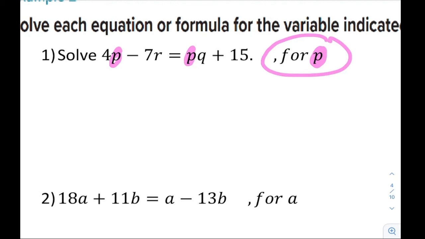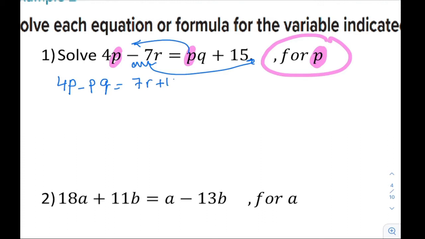So I will, as usual, combine all terms including the P on one side. I gather all the terms that include P and put them on one side. So it will be 4P. And I will take this term there. So it's negative PQ. I don't need anything else on this side, so I take this term and move it to the other side, so it became 7r plus 15.